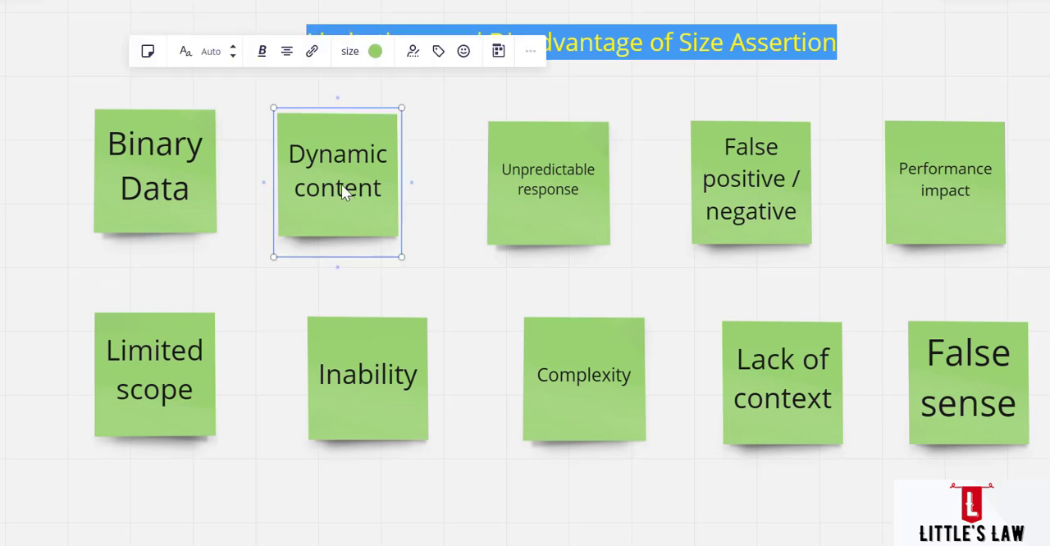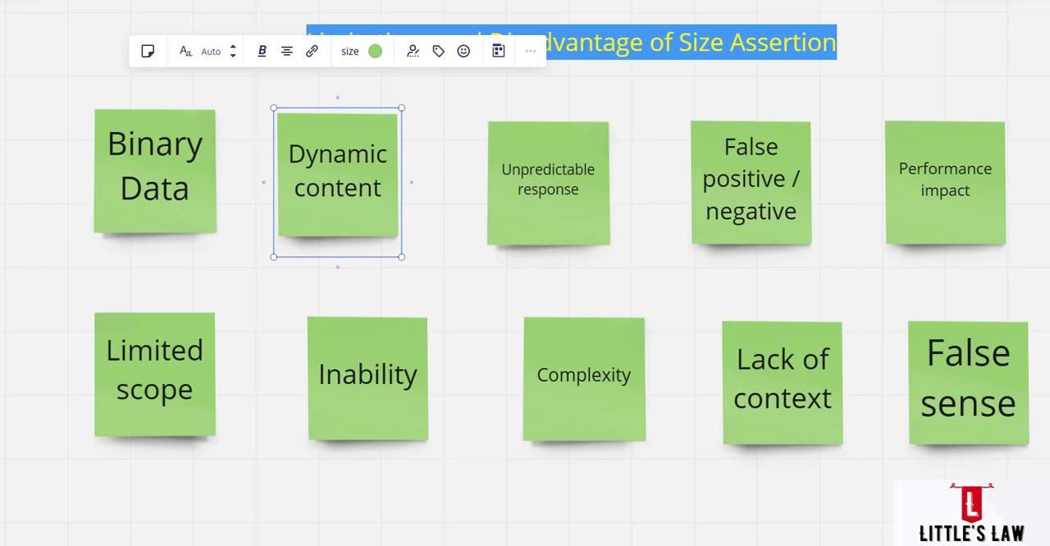And when it comes to dynamic content, if our web application generates dynamic content such as personalized recommendations or search results, the size of the response may vary depending on the input parameters or user context. In these cases, it may be difficult to set a fixed size threshold for the size assertion that accurately reflects the expected response size.